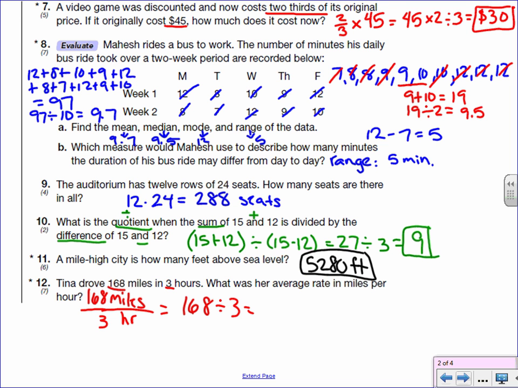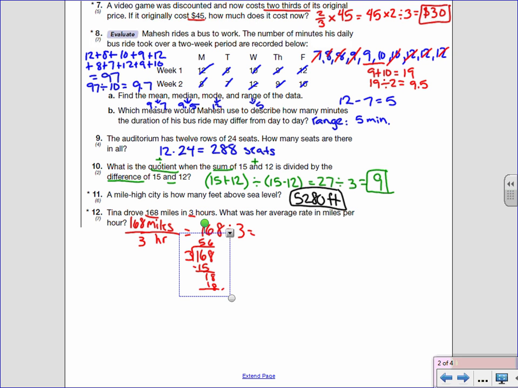And 168 divided by 3. 3 goes into 16 5 times. 3 times 5 is 15. 16 minus 15 is 1. 3 goes into 18 6 times. 6 times 3 is 18. That gives me 0. So 168 divided by 3 is 56. And then miles per hour.